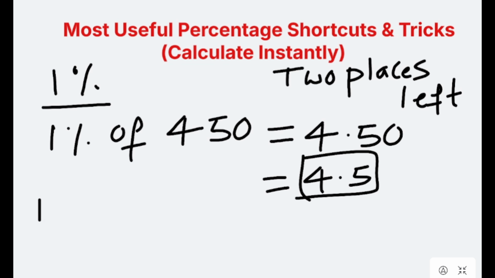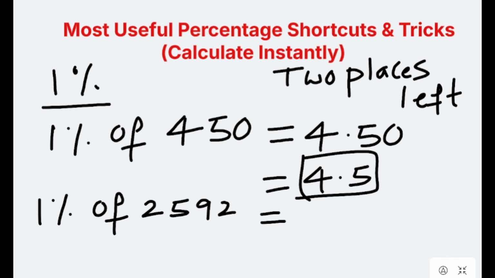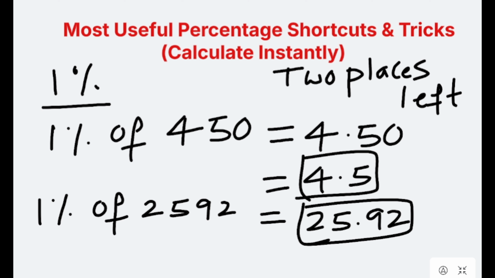Let's take another example. Say what is 1% of 2592? To find this, again the same thing. You just move the decimal two places left, which is 25.92. So the decimal moves two places to the left. So the answer is 25.92. So that's the shortcut for finding 1%. Now let's learn the other one. Let's see what is the other trick.